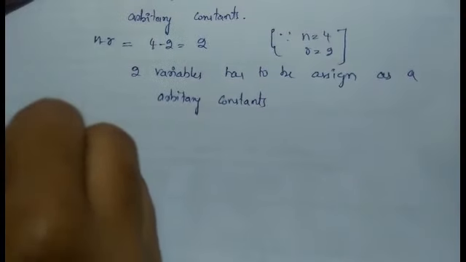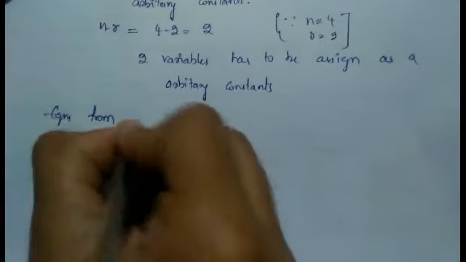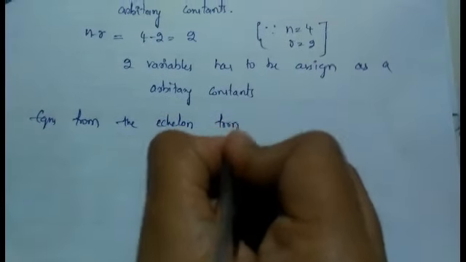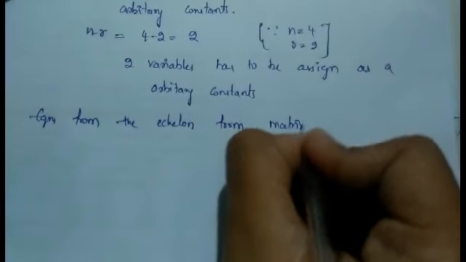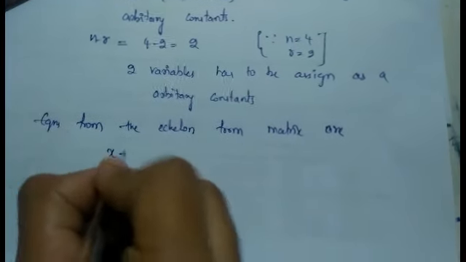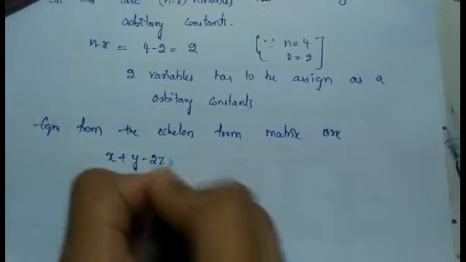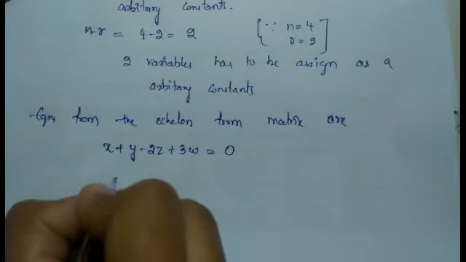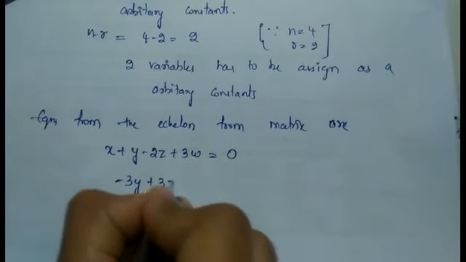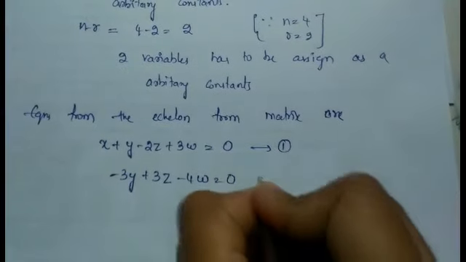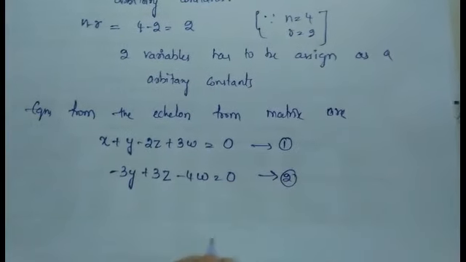So the equations from the echelon form matrix are x plus y minus 2z plus 3w is equal to 0, and minus 3y plus 3z minus 4w is equal to 0. Let this be equation 1 and let this be equation 2.